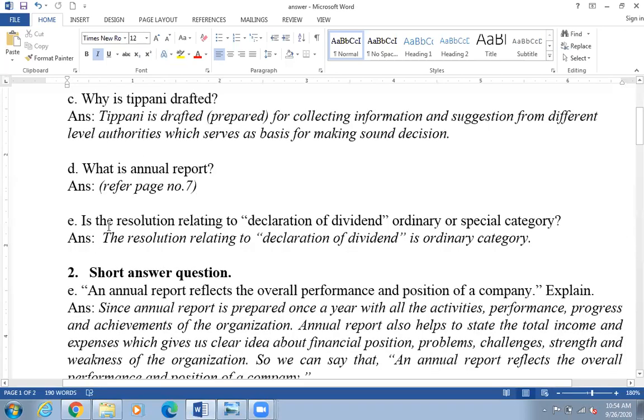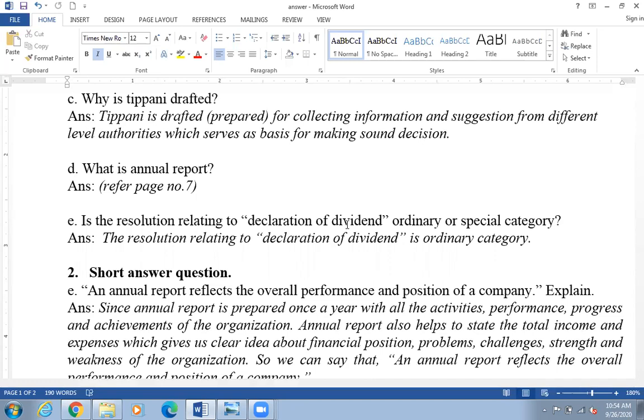Next one is the resolution relating to declaration of dividend. Declaration of dividend means deciding whether to distribute a dividend or not. Suppose you have collected the shares. If you take a loan, you are going to pay the interest.